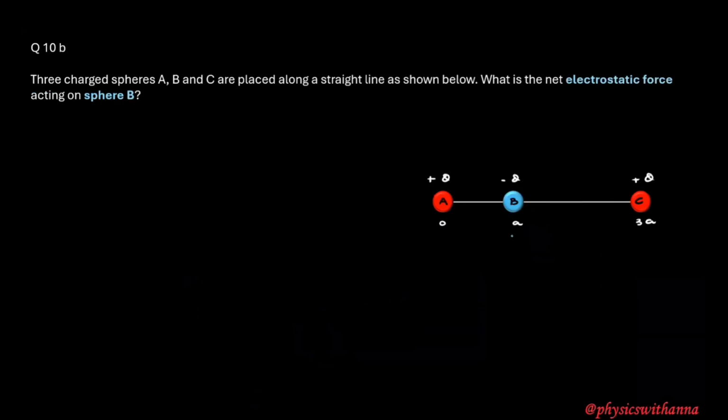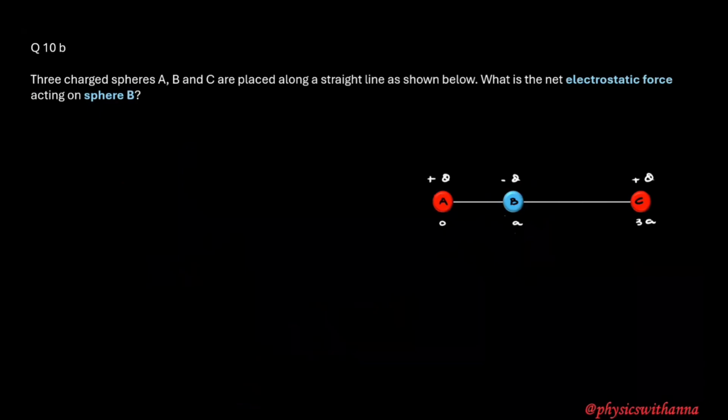In part B, we have a similar case. The only difference here now is that sphere B carries a negative charge. Equal magnitude, but the sign on the charge is negative. So all three spheres A, B, and C carry a charge of magnitude Q. A and C are positive, B is negative.